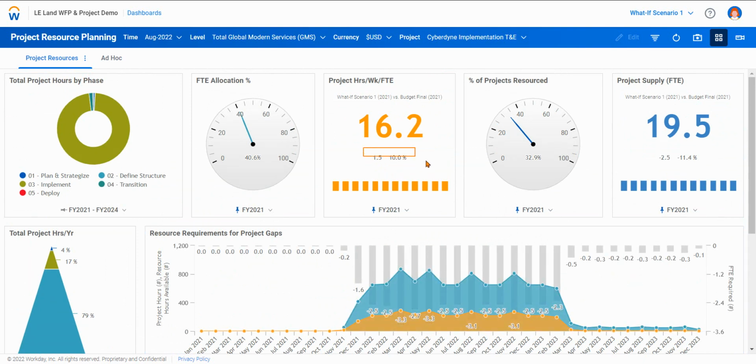With Workday Adaptive Planning, you will always have visibility to resource gaps over the life cycle of your projects and be armed with the insights you require to proactively respond to change.